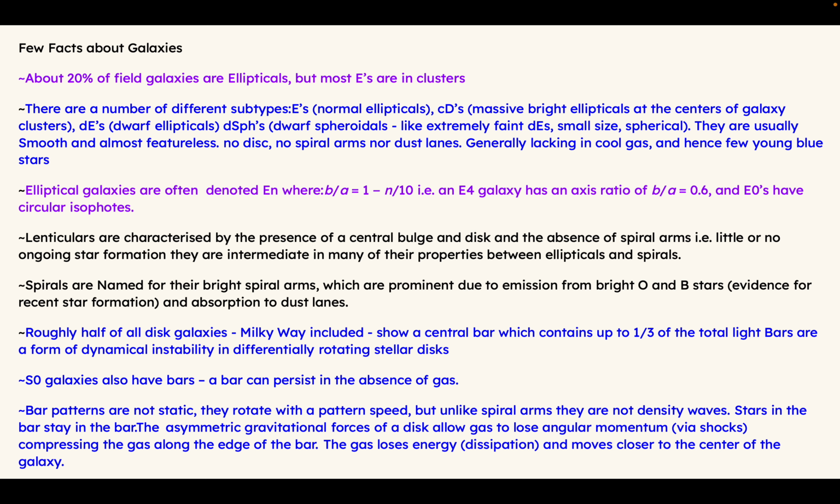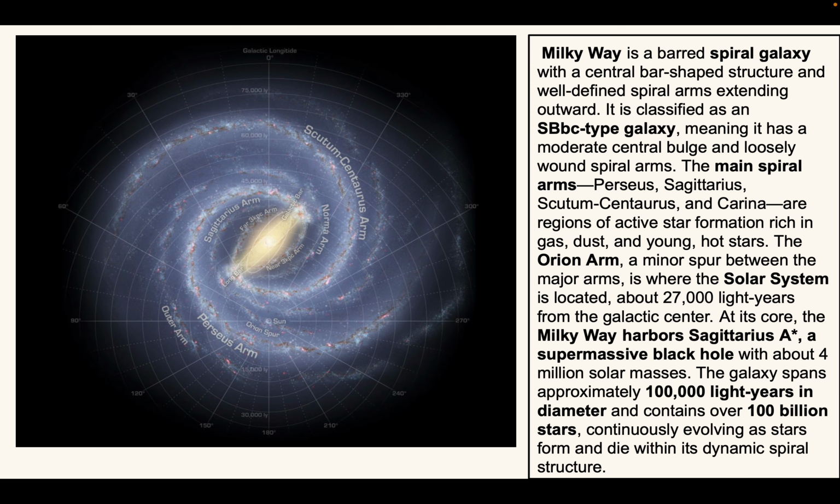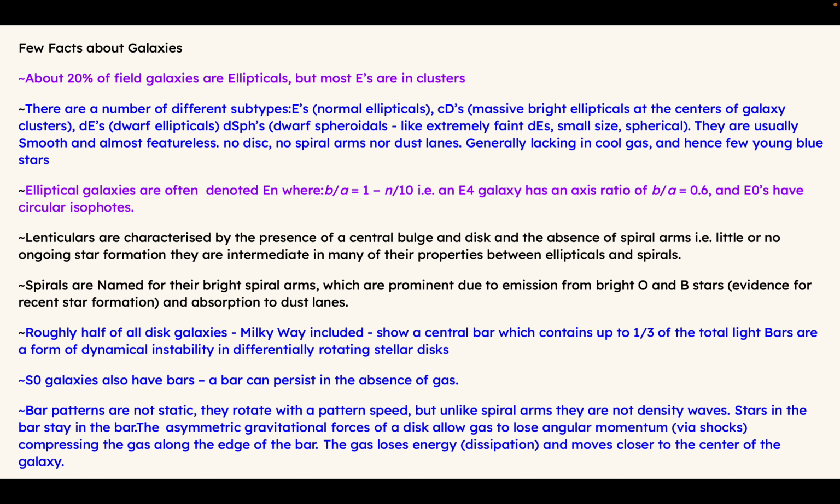And we also discussed the bar in the spiral galaxy, and we learned that the bar pattern in the spiral galaxies is not static, it rotates with a pattern speed. And the formation of the bar and the formation of the spiral arms are different. We will not discuss these two in detail, but we just say that the formation mechanisms are different, to say it clearly.